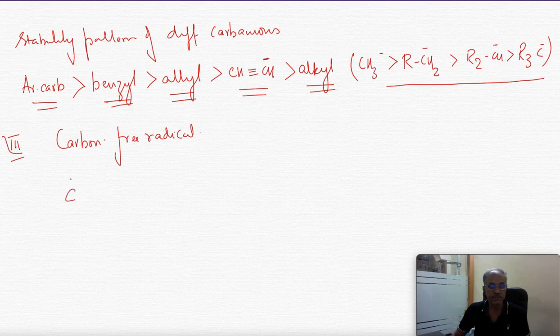Take for example this. Suppose this is H, this is H, this is H, this is H. This is the bond. Now suppose there is a homolytic fission. Homolytic fission means there is an equal division of electrons. This is the electron of hydrogen and this is the electron of carbon. When this bond breaks, one electron will go to the hydrogen and the other electron will go with the carbon.